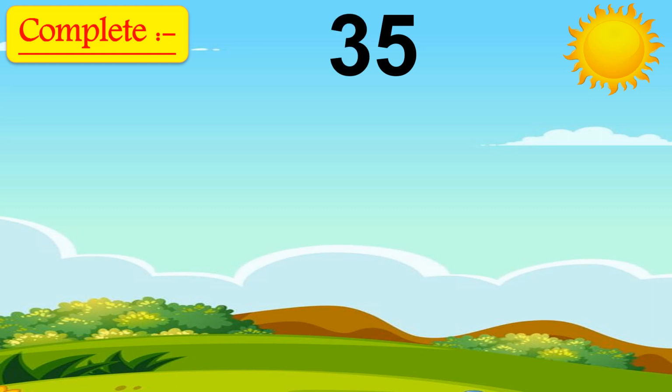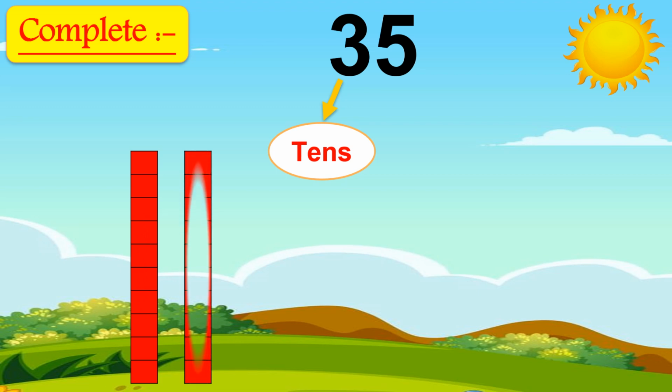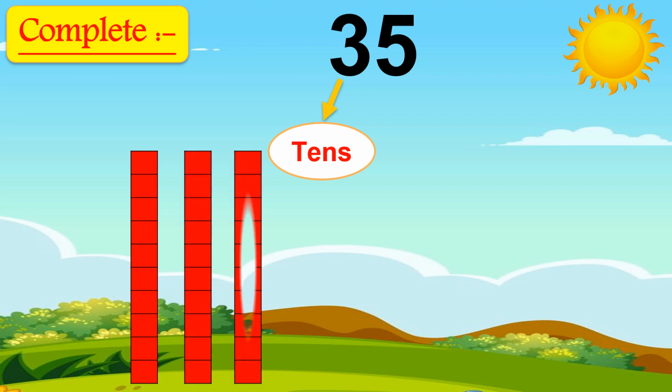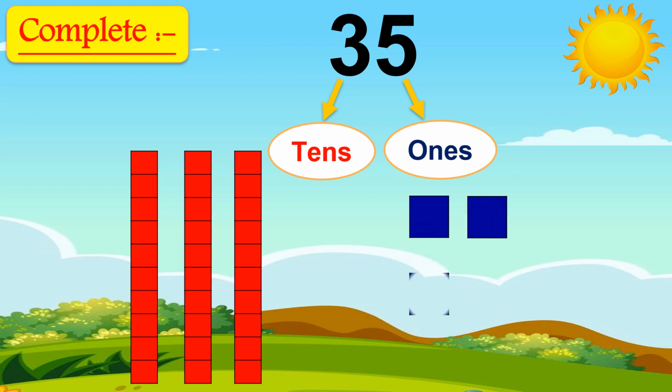I have 35. 3 is tenth. That means that I will make how many stacks? 1, 2, 3. 30 small squares and 3 stacks like this. And I have in the ones 5. 5 is ones. How can I make this? 5 small squares, separate small squares. 1, 2, 3, 4, 5.